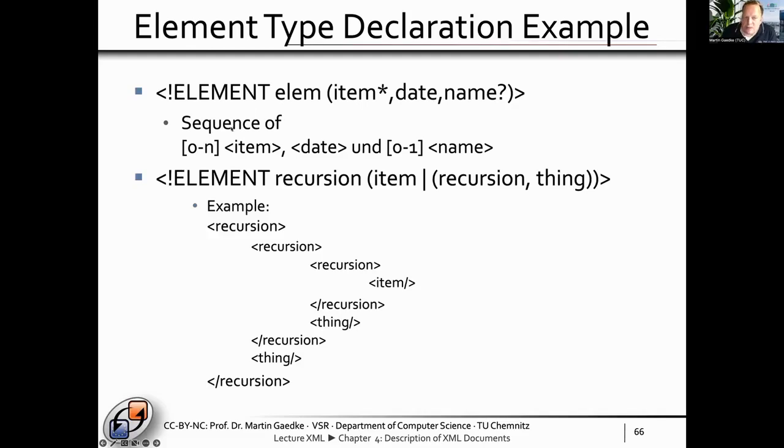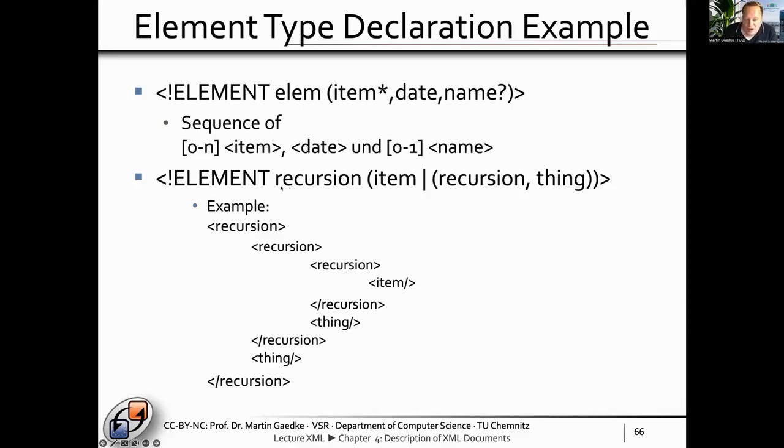Okay, so we could write something like item, comma, date, comma, name. Of course, now we have to specify what the element item looks like, what the element date looks like, and what the element name looks like. So maybe there should be an attribute or whatever. And of course, these elements have to be closed to be valid. So we have to specify also what kind of content model item has, date has, name has.